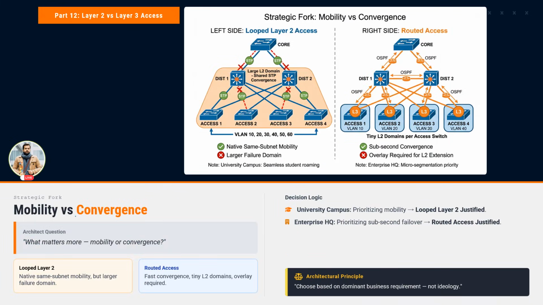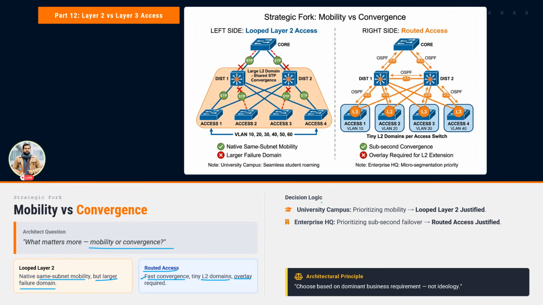The big debate. Layer 2 versus Layer 3 access. How do you decide? It's a strategic fork. What matters more to your business, mobility or convergence? Looped Layer 2 gives you native same subnet mobility but larger failure domains. Routed access gives you tiny Layer 2 domains and fast convergence, but you need overlay for extension.